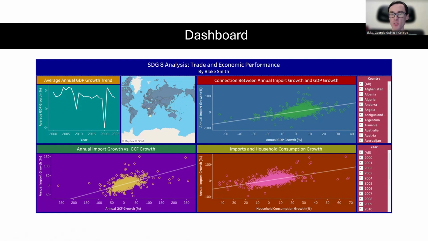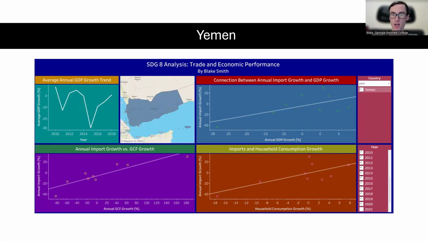Now let's take a closer look at the data, looking at a country that has very few natural resources, such as Yemen, between 2010 and 2020. Looking at Yemen, we can see that GDP growth fluctuates over time, and as imports increase, GDP, GCF, and household consumption growth generally increases as well. Even in a country with fewer natural resources, this follows the same overall pattern we observed in the broader sense in the previous slide.